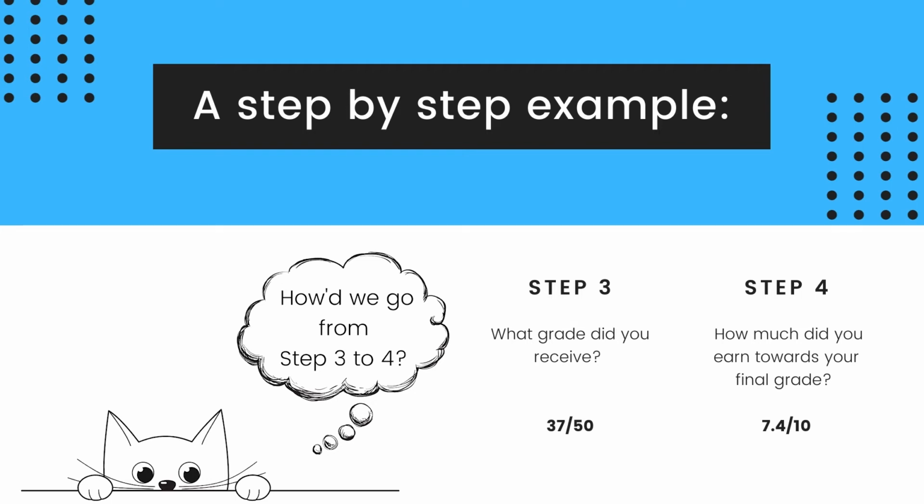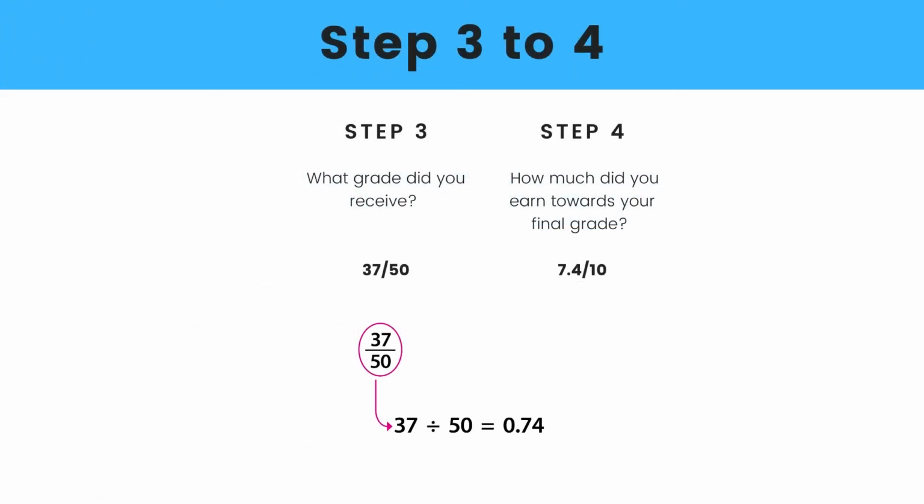So let me break this down into a little bit more detail so that you can see. The first thing that I did was divide 37 by 50, as that will give us the proportion of what we achieved out of what was possible. When divided, we can see that we have achieved 0.74 of the total available points for quiz number 1. Then, since quiz number 1 is worth 10% of our final grade, we can multiply 0.74 by 10 to give us 7.4 out of a possible 10 marks towards the final grade for quiz number 1.